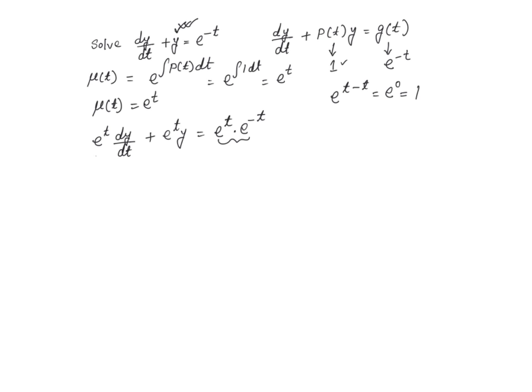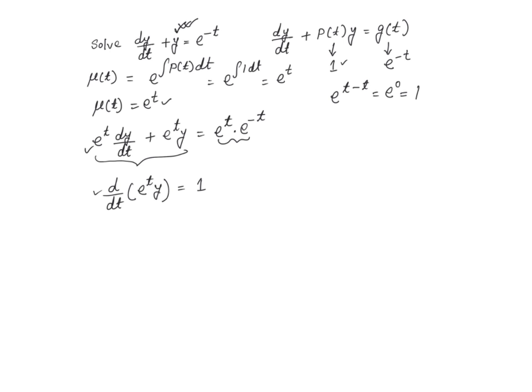Now the left hand side becomes the derivative d over dt of mu times y. In our case, mu is e to the power t, so this is going to be e to the power t times y. And you can check it. The derivative of this is actually this by using the product rule. And that's how the integrating factor works out. So now the right hand side is nothing but 1.